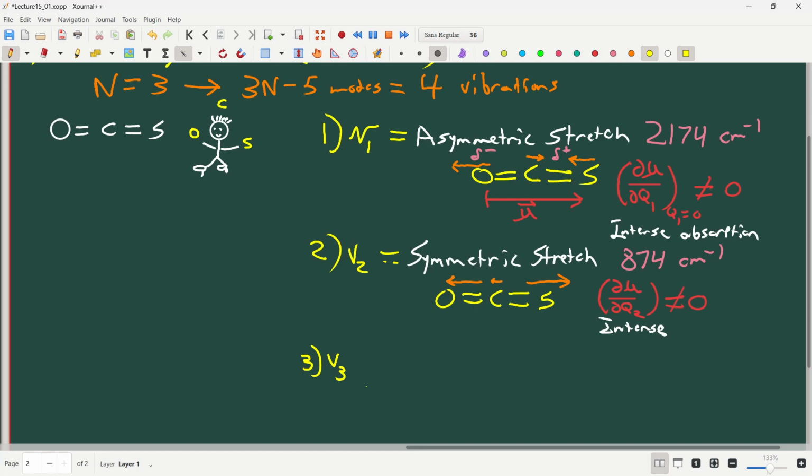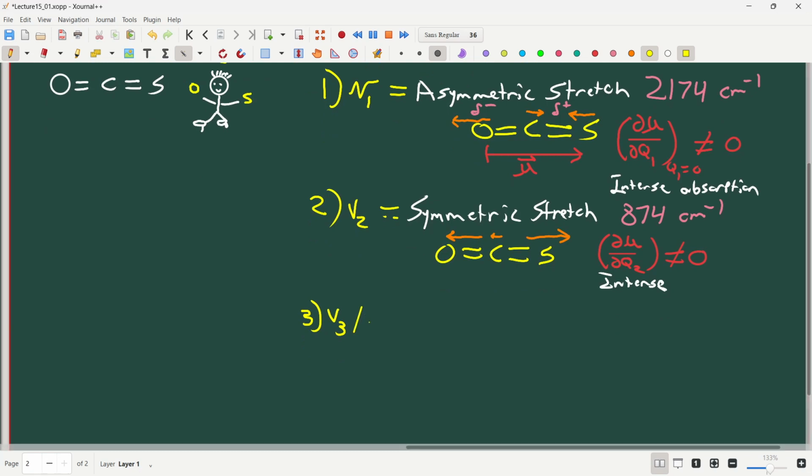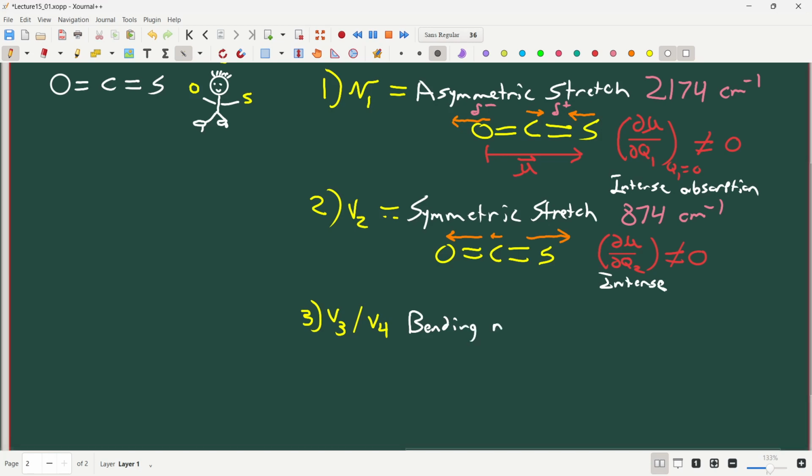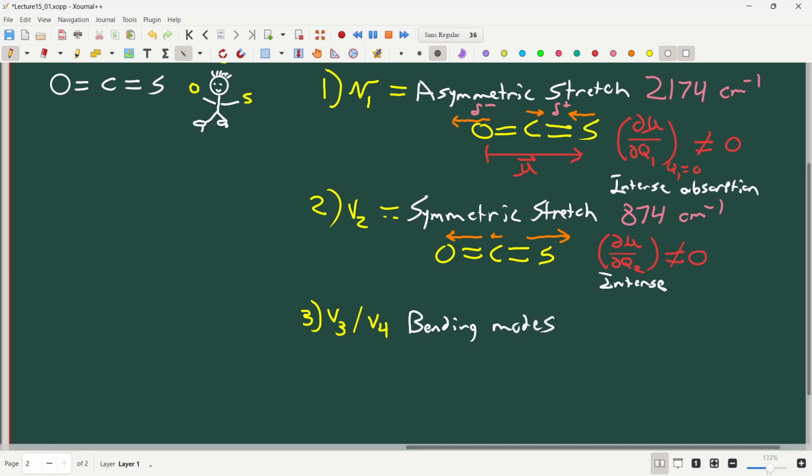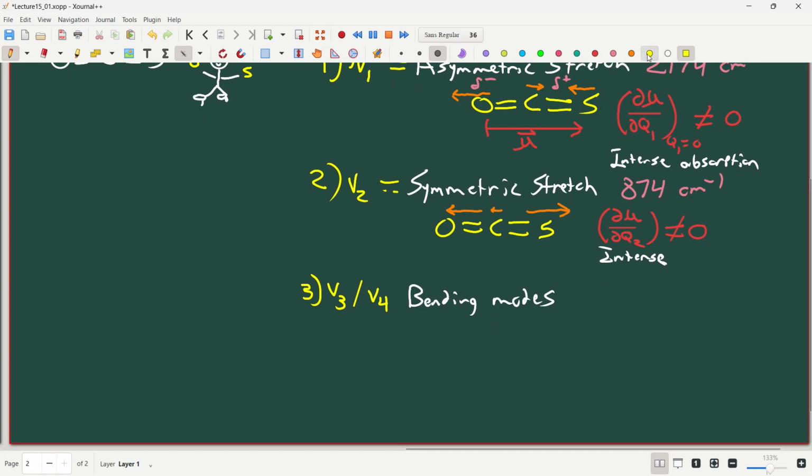And the interesting thing about this, I'm going to group the last two together, is we're going to find out that these two modes, nu3 and nu4, are the same. I'll explain what I mean by that in a second. So in fact, they're what we call degenerate, means they have the same energy, but these are the bends, the bending modes. Okay, and there are two of them.